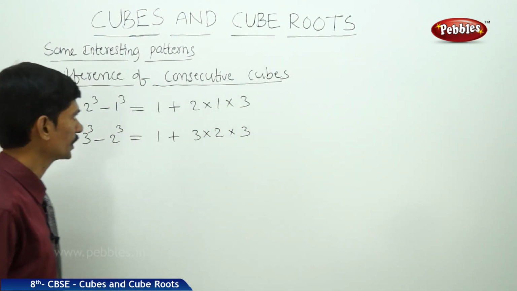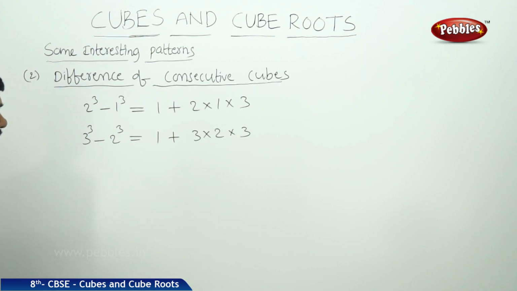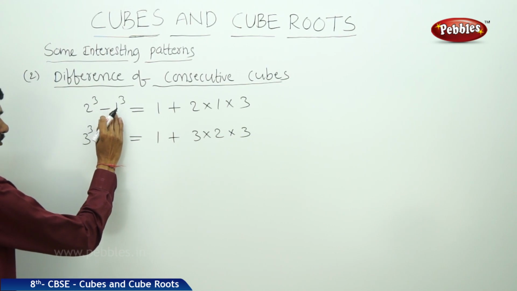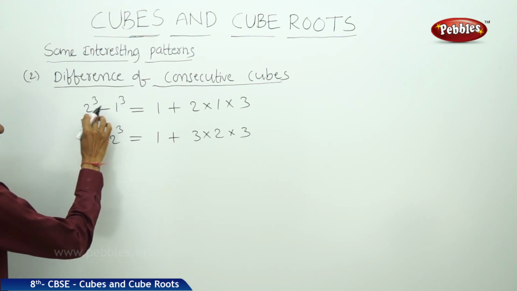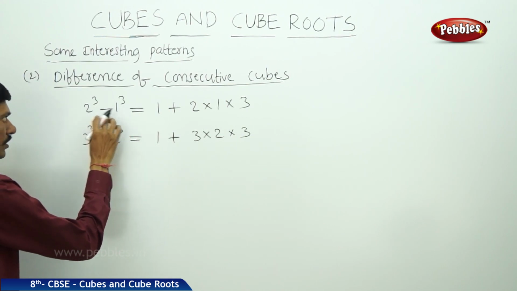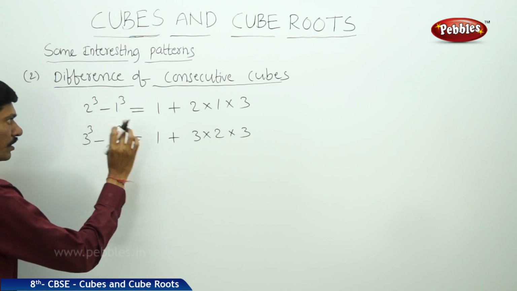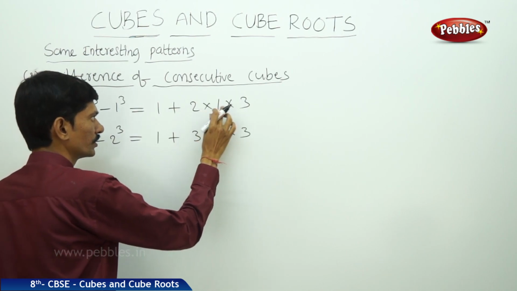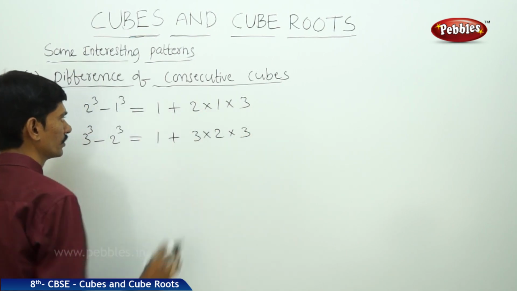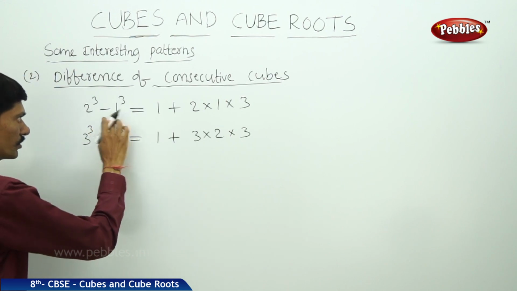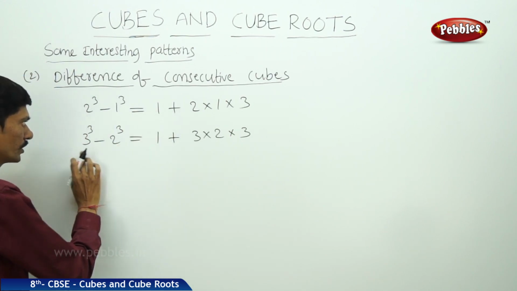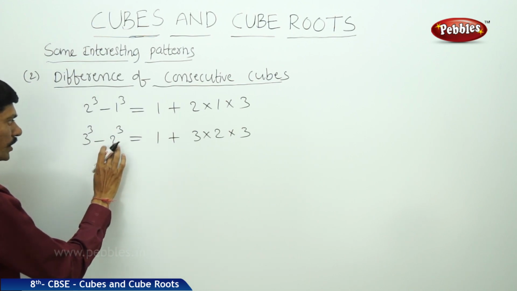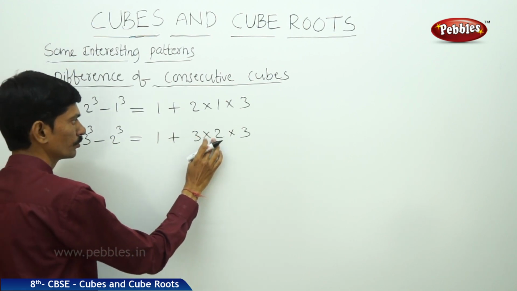Now let us take the second pattern, that is the difference of consecutive cubes. First you take 2 cube minus 1 cube. You know that the 2 cube value is 8 minus the 1 cube value is 1. 8 minus 1 is 7. Now let us check the RHS. 2 1s are 2, 2 3s are 6. 6 plus 1 is 7. So we can observe that LHS equals RHS. Even we can check the second equation, that is 3 cube minus 2 cube equals 1 plus 3 into 2 into 3.